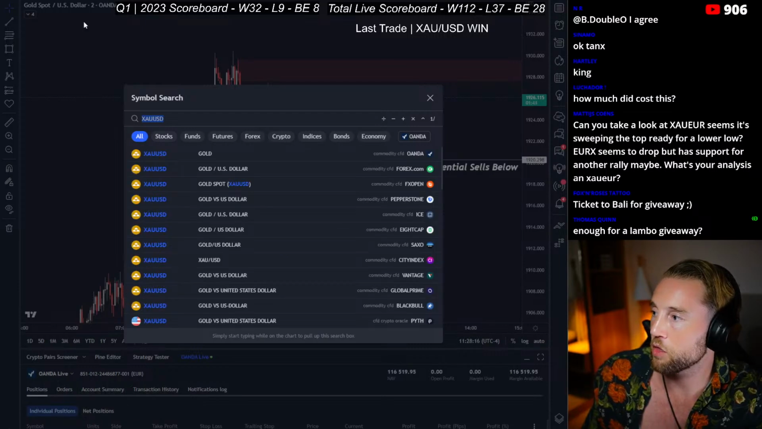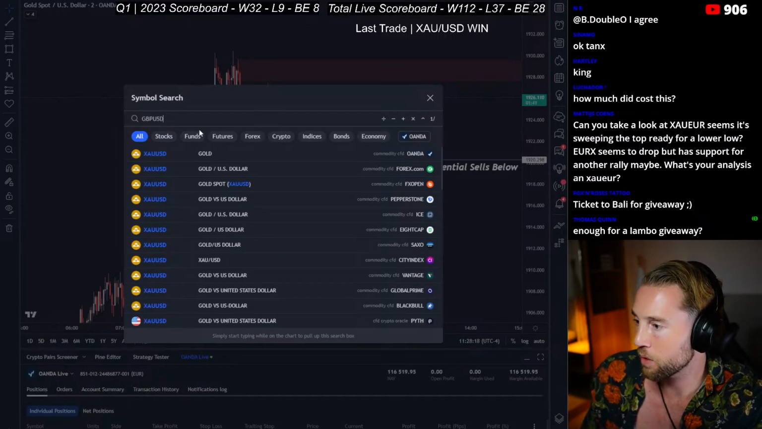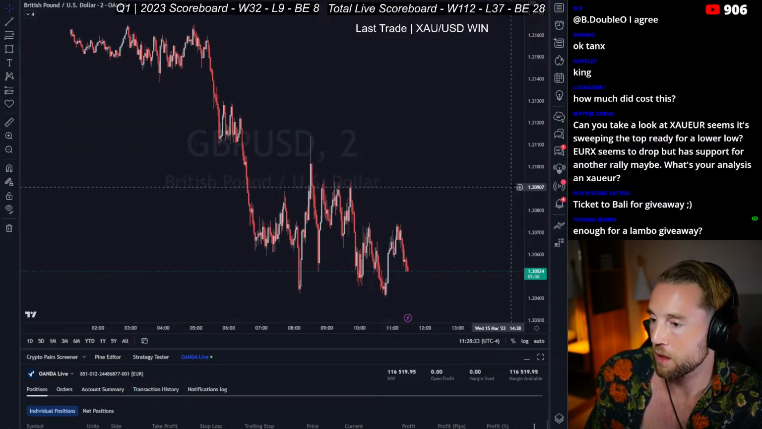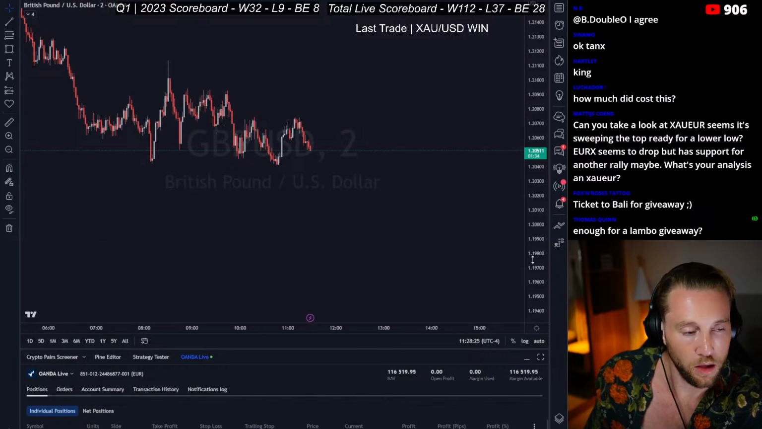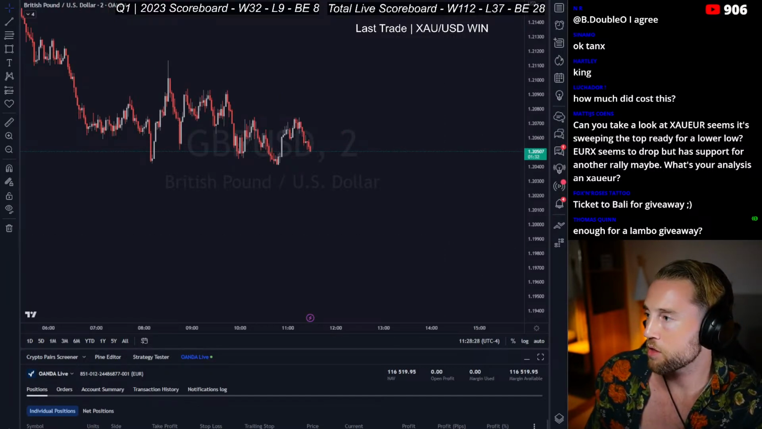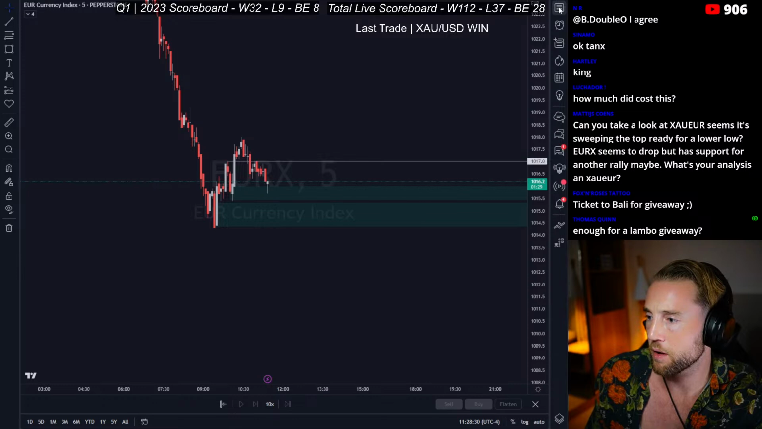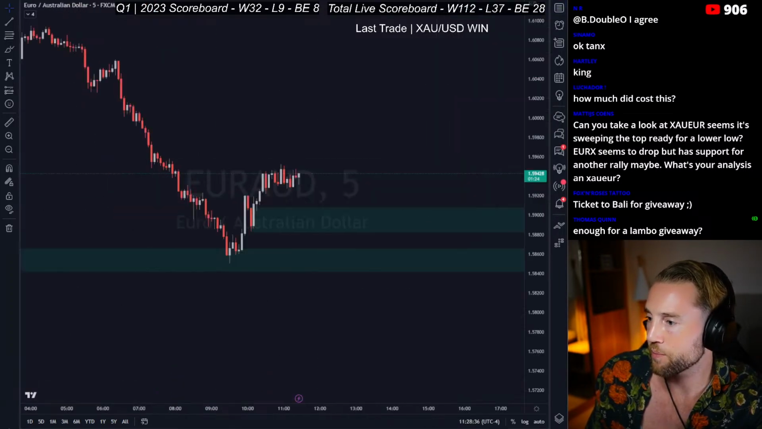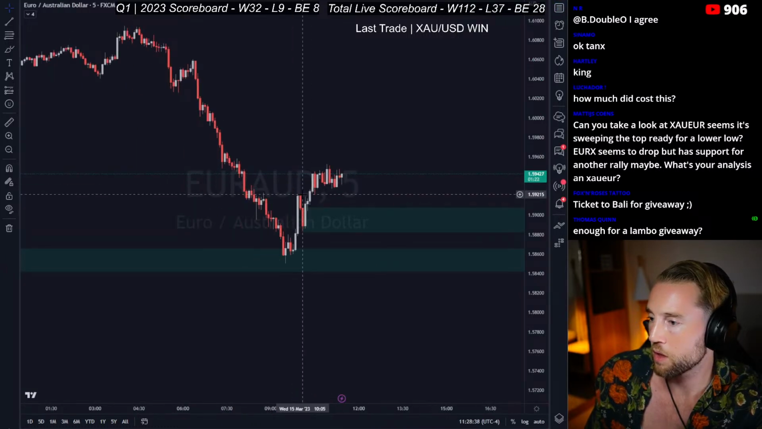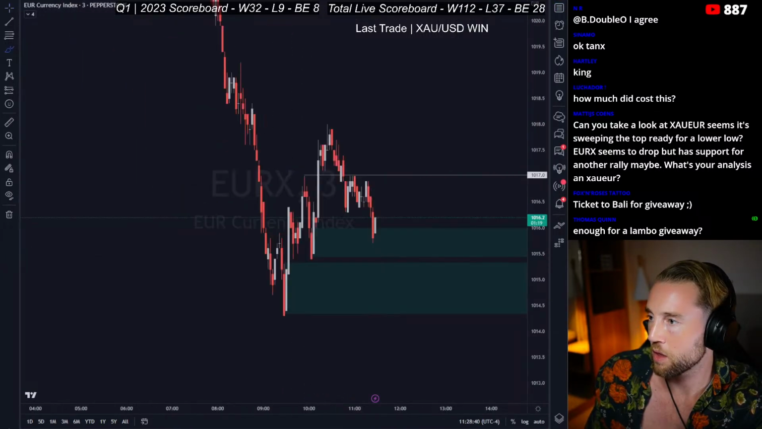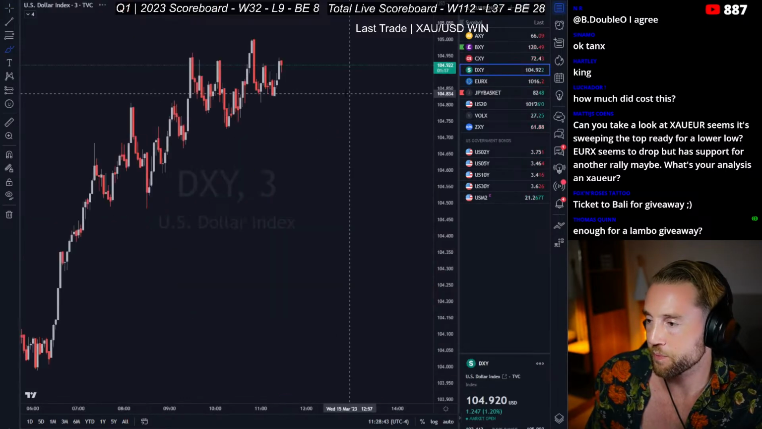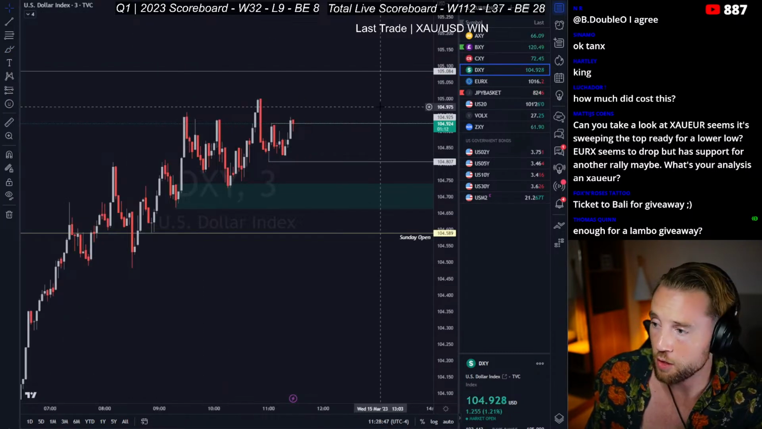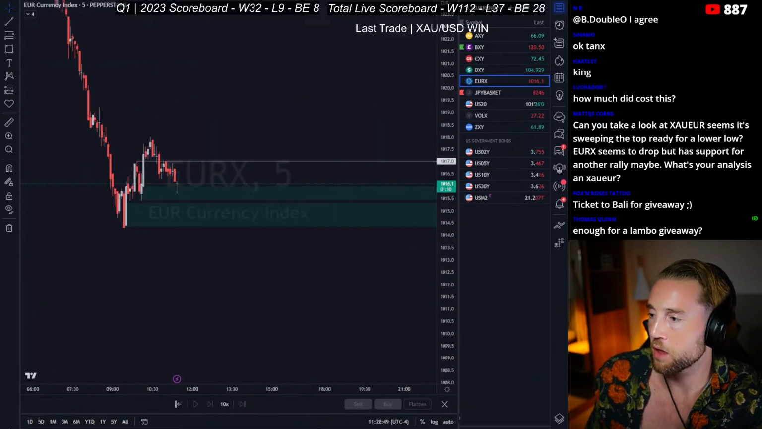Okay, that means that the GU should go up as well. Is the dollar dropping or is the dollar going up right now? Let's see what's happening. Okay, euro is in that zone. Okay, let's look at the dollar. Okay, dollar is coming up. Yeah, the gold is making a move as well. That's interesting.